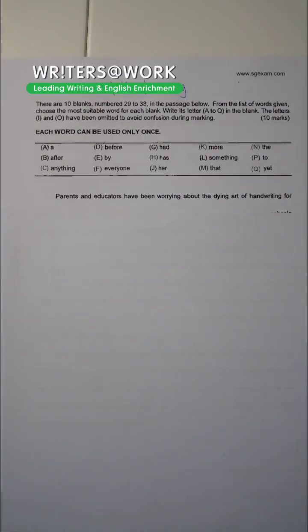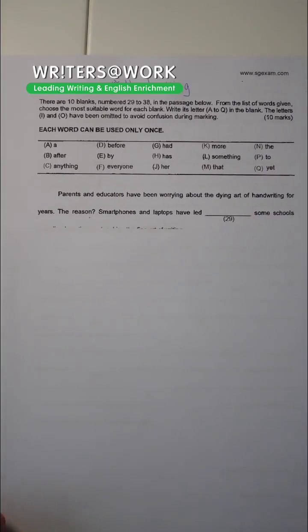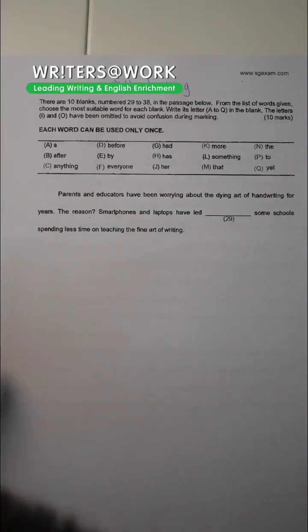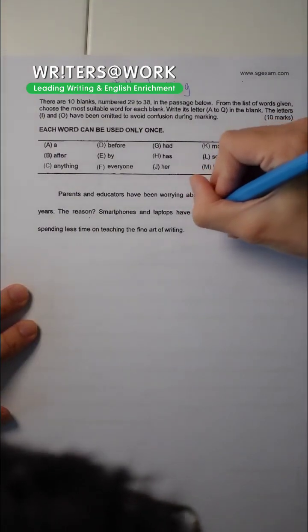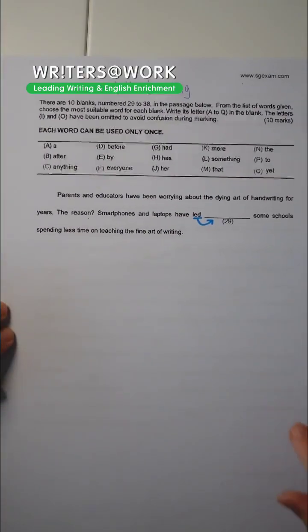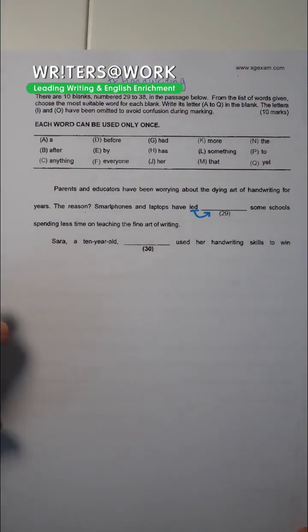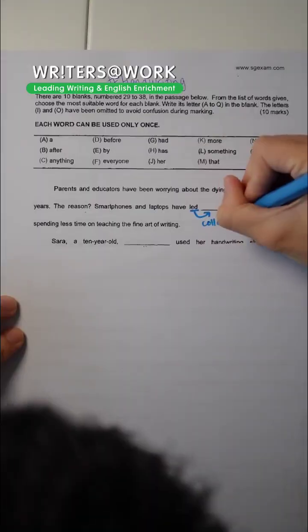We could also see a negative effect on our handwriting. Parents and educators have been worrying about the dying out of handwriting for years. The reason? Smartphones and laptops have led blank some schools spending less time on teaching the fine art of writing. So to lead what? In this case here, it's collocation, words that go together.